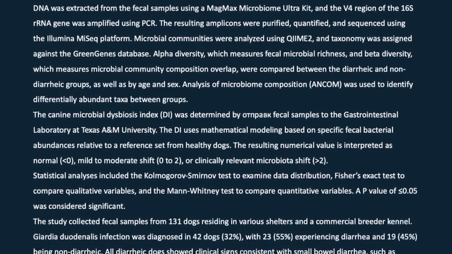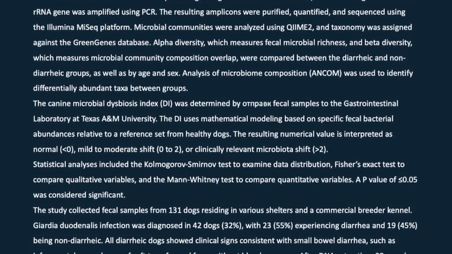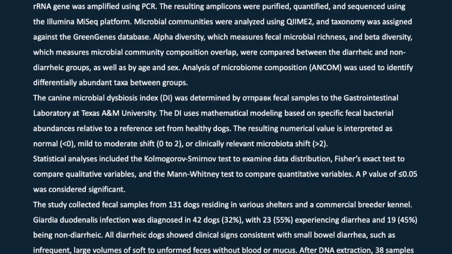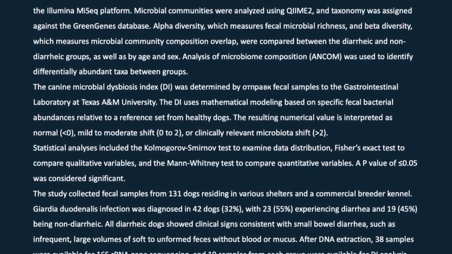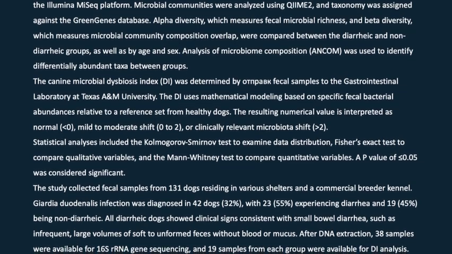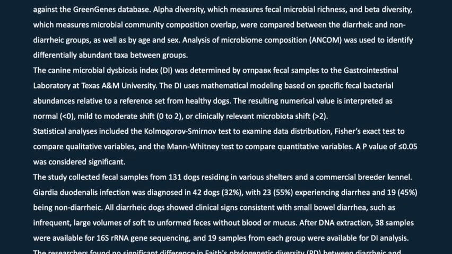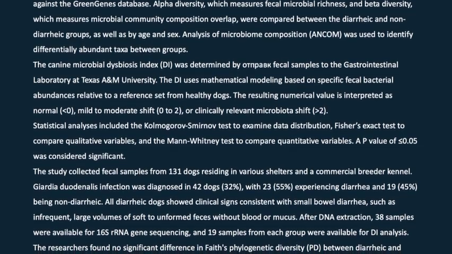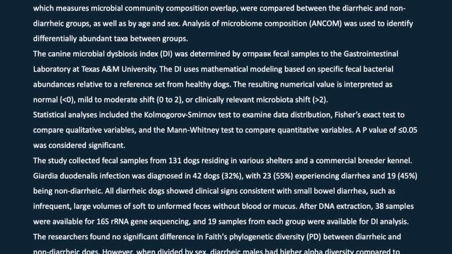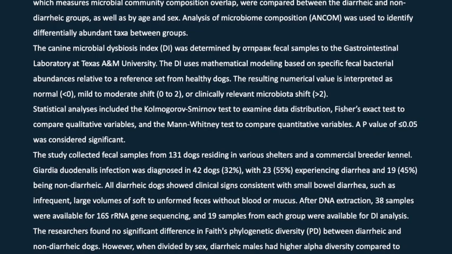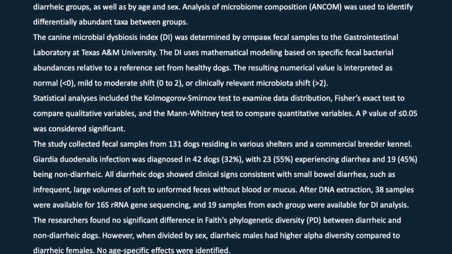The DI uses mathematical modeling based on specific fecal bacterial abundances relative to a reference set from healthy dogs. The resulting numerical value is interpreted as normal (below 0), mild to moderate shift (0 to 2), or clinically relevant microbiota shift (above 2). Statistical analyses included the Kolmogorov-Smirnov test to examine data distribution, Fisher's exact test to compare qualitative variables, and the Mann-Whitney test to compare quantitative variables. A p-value of less than or equal to 0.05 was considered significant.